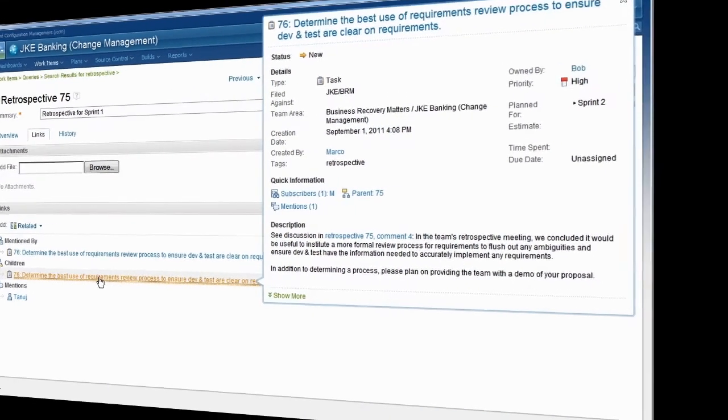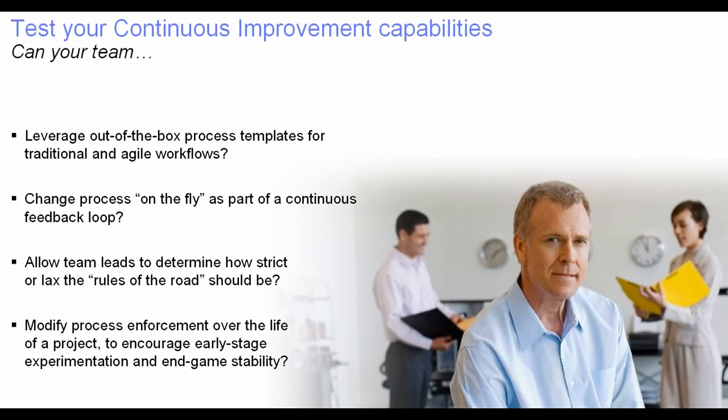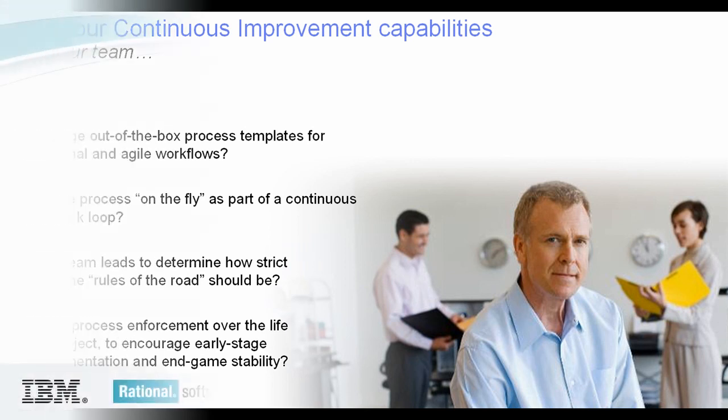Some things to consider when evaluating the value of continuous improvement for your organization are whether your team can leverage out-of-the-box process templates for traditional and agile workflows, change process on the fly as part of a continuous feedback loop, allow team leads to determine how strict or lax the rules of the road should be, modify process enforcement over the life of a project to encourage early-stage experimentation and end-game stability.